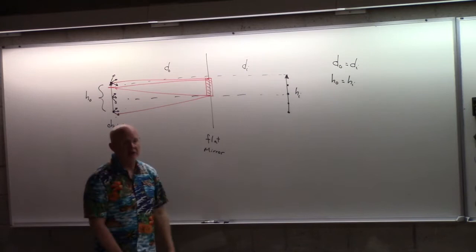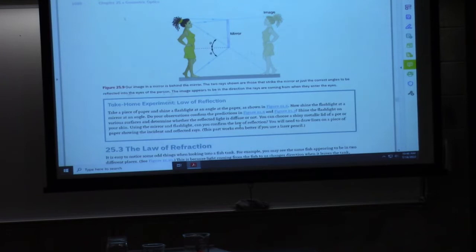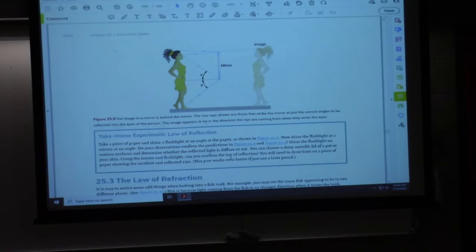And so we can answer this question, how big does this mirror need to be? Well, it needs to be half the size of the person. A mirror that's half the size of the person could see the whole person. Of course, only if it was positioned just perfect.